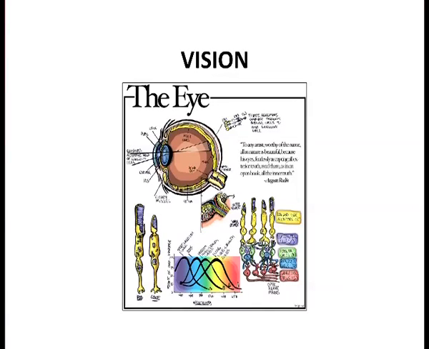Let us come to the first sense, which is vision. The most developed and most frequently used sense organ in human beings is vision. More of the brain is devoted to mechanisms for vision than to any other sense. Vision dominates over the information received from other senses.